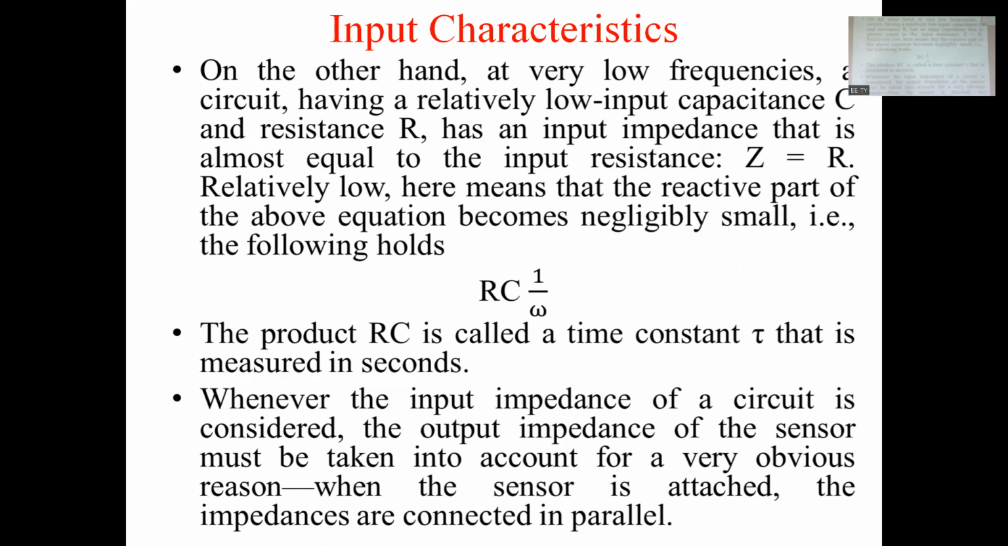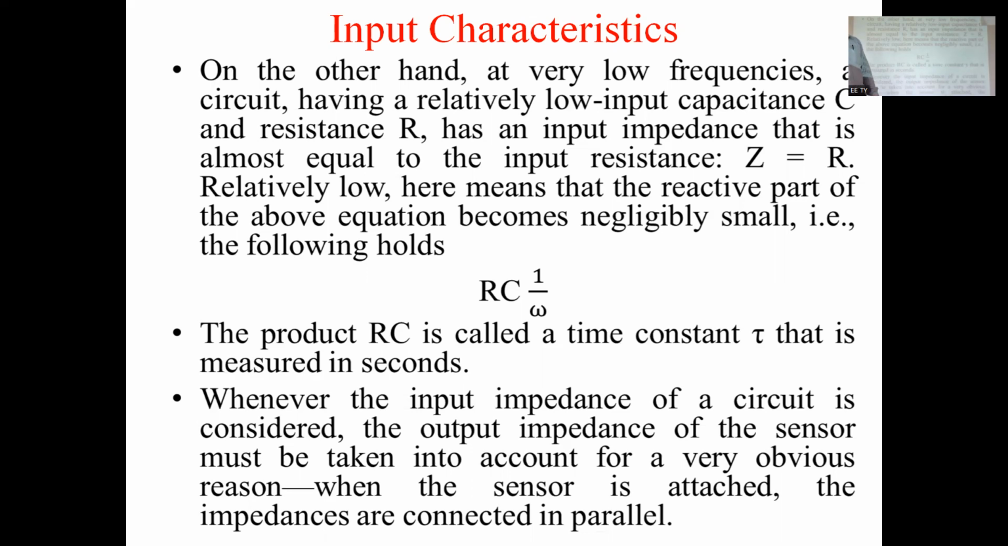So whenever the input impedance of the circuit is considered, the output impedance of the sensor must be taken into account. If we are considering the input impedance of the interfacing circuits, at that situation we are able to consider the output of the sensor also. The output impedance of the sensor is to be taken into account for a very obvious reason.